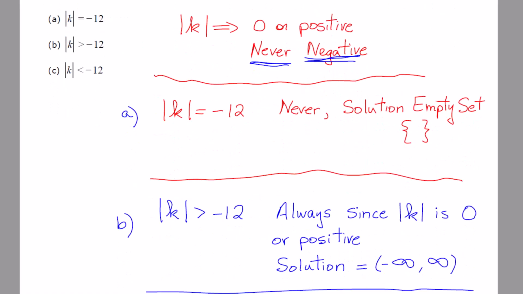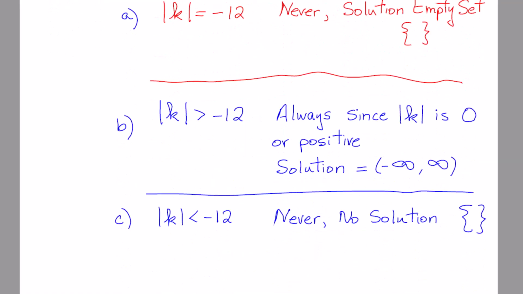B, absolute value of k is bigger than minus 12. Well, when could that happen? What numbers could I put in there to make this true? If you remember, the absolute value of k is one of two things, 0 or positive. And so if the thing on the left is 0 or positive, it's always going to be bigger than minus 12. And so the solution is all real numbers.